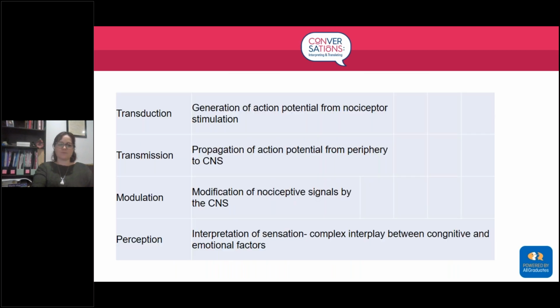So transduction. This is when we get the generation of a signal. That's an action potential, which just refers to the electrical signal that runs through the nervous system from a nociceptor. Keep nociceptor in mind. That's one of our little sensors out in our joints, in our muscles, in our skin, in all of these areas, a specific type of receptor. So transduction is when that receptor gets activated and it generates an electrical signal.